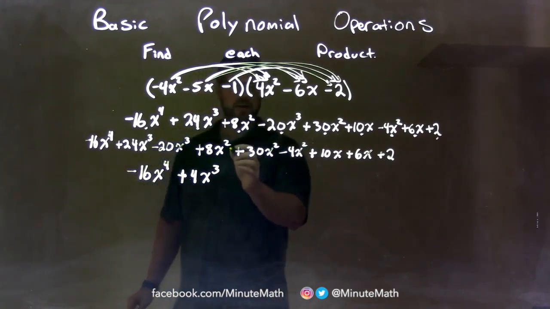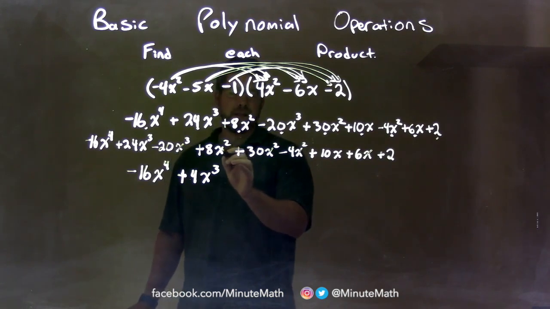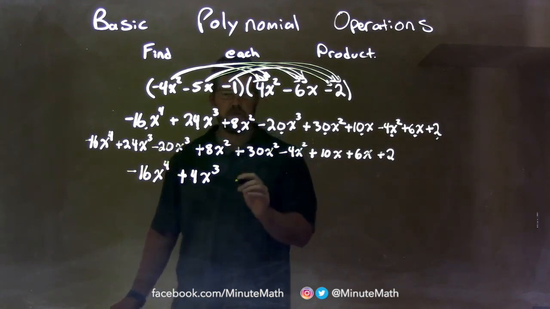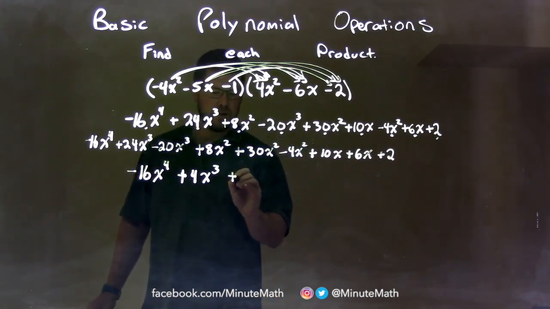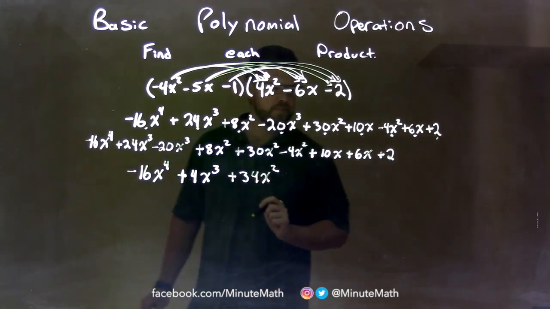Now we're going to bring down the x squareds. There's 3 terms here, all right? So what I like to see here is really, 8x squared minus 4x squared is just positive 4x squared, plus 30x squared is 34, right? So we have plus a 34x squared here.